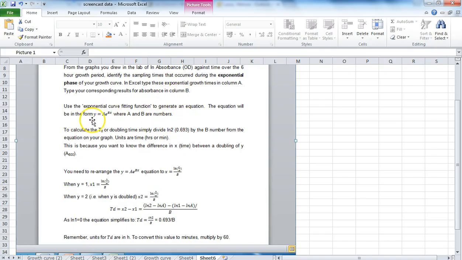So we have an equation and it will be in the form of y equals A e^(bx), where A and b are numbers. And to calculate TD, which is the doubling time, we need to divide natural log 2, which is 0.693, by b, which is here.